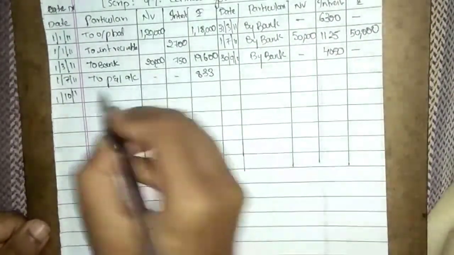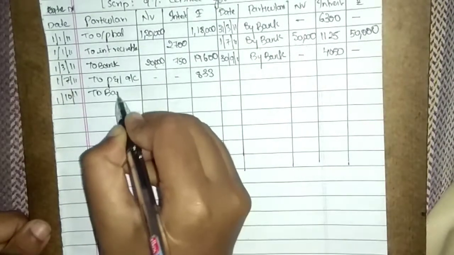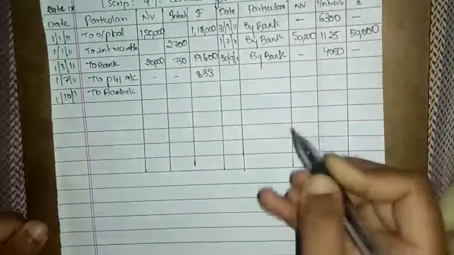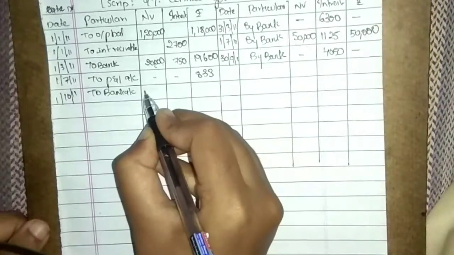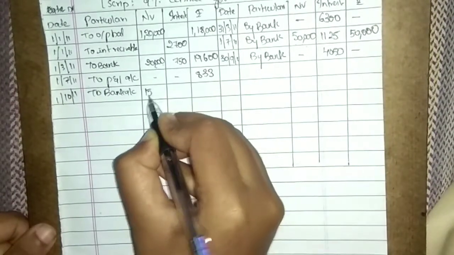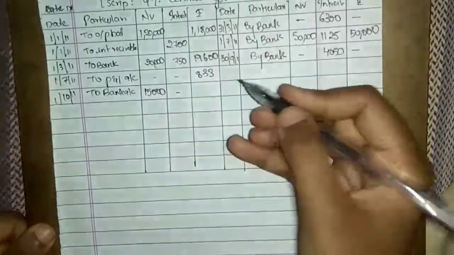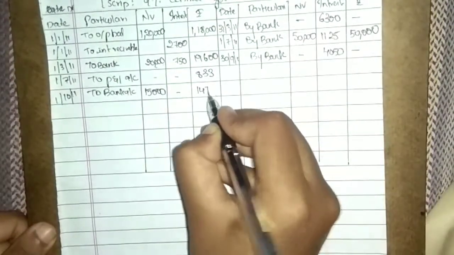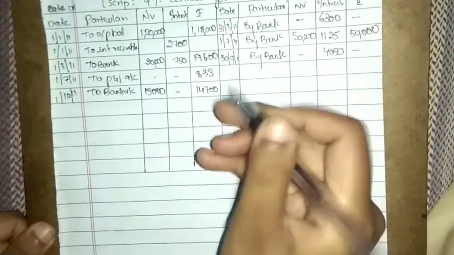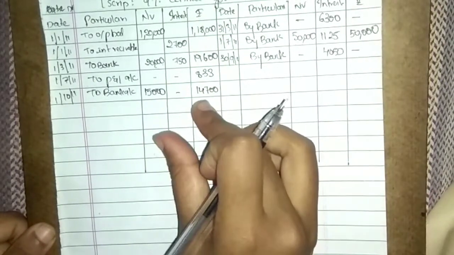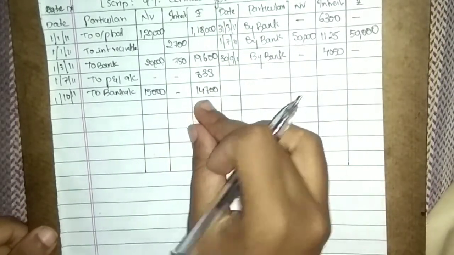1/10/2011 purchase to bank account. The nominal value is 15,000. Okay, interest is not there, and the ex interest price is 14,700. Always write ex interest price in the amount column if net of brokerage is not given.